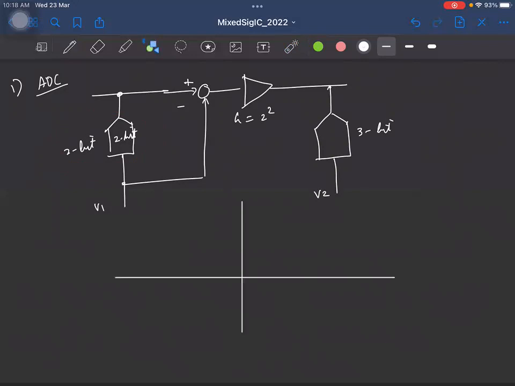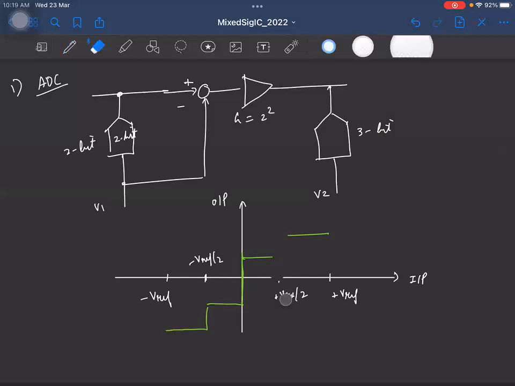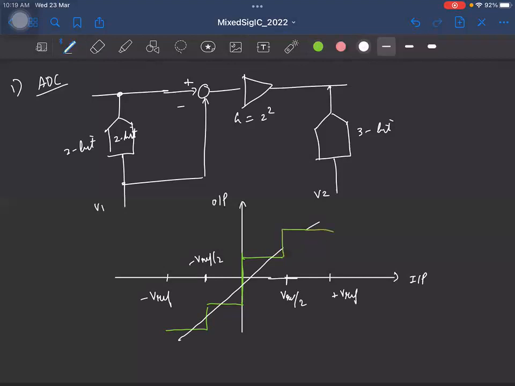Let me quickly draw it. Let's say this is the input, this is the output. Say this is plus Vref and minus Vref, and this is minus Vref by 2. A 2-bit quantizer has 4 levels, so we'll have something like this. This doesn't look very symmetric, but yes. This is Vref by 2. Of course, this is the straight-line approximation. It doesn't look great, but let me try to get it right. This is the straight line, which is input equal to output.